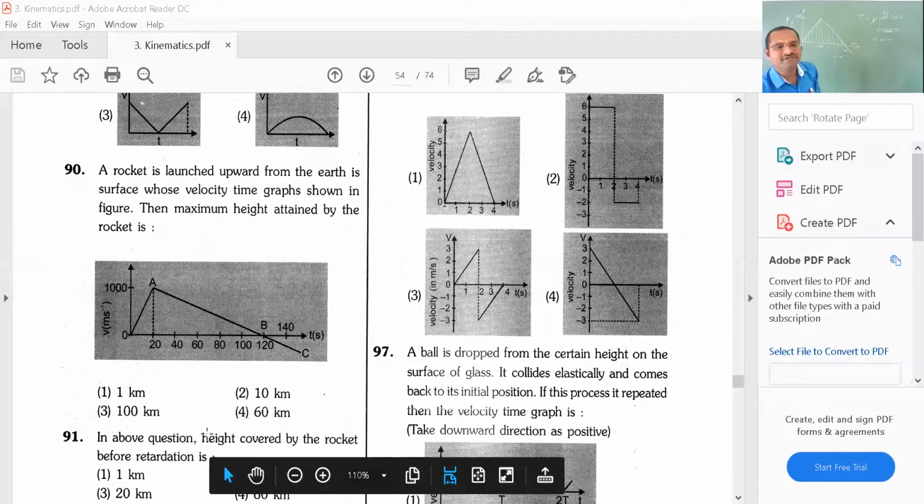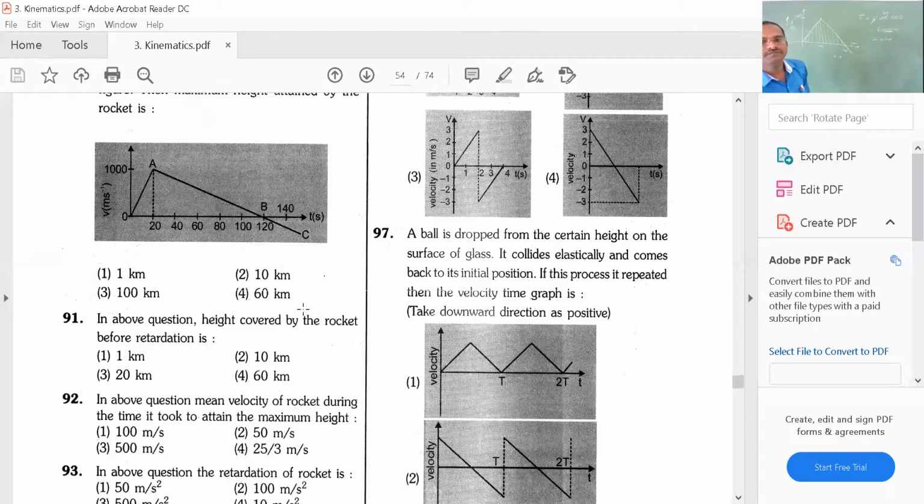Here see, the options are in kilometers. So option 4 is the right answer. 60 kilometers it can reach. Clear? Understood?